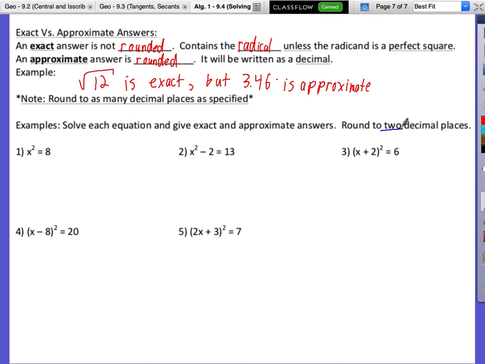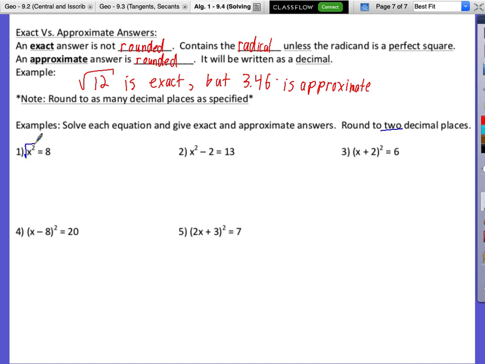Jacob, what's our next step? Step 2, what's our next step? Look at your sheet. Top right. Nope, you already passed it. Yep, top right. What's step 2 say? So 1, 2, 3. Take the square root of both sides. Take the square root of both sides.